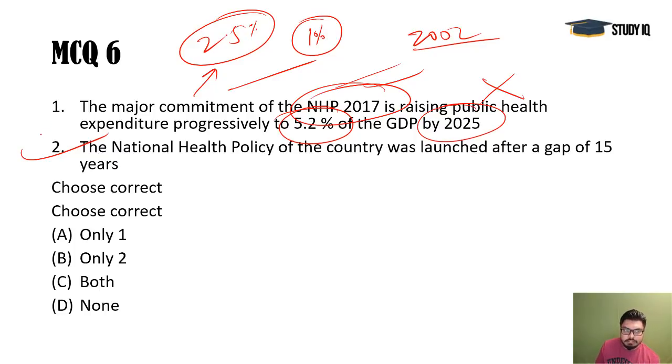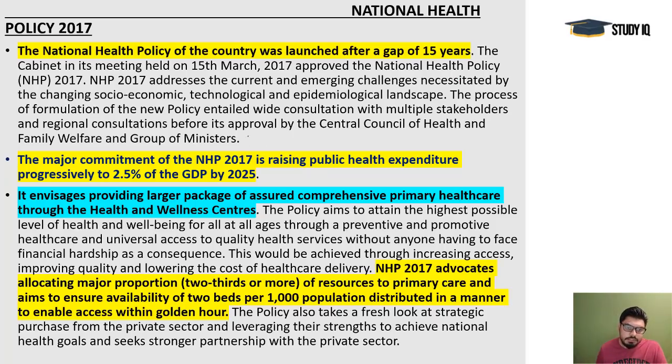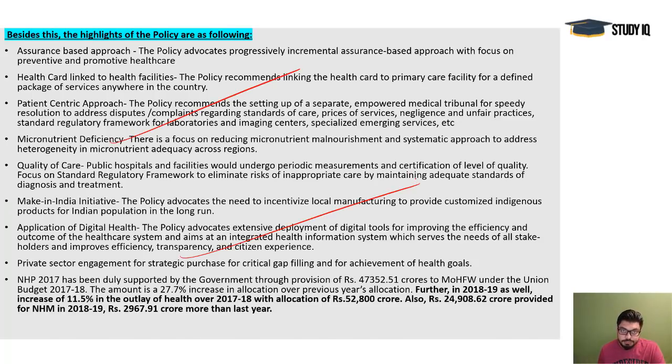And here this policy is coming after 15 years. In 17 it came. So UPSC is asking current affairs of the last 2 years, so you should be ready for that. So only 2 is the correct answer. The first is wrong. It is just 2.5, not even 5.2. And for 2025, remember that. Don't confuse it with 2022 or 30. It's 2025. And all this data is given here. 2.5% of GDP by 2025. Allocations and important features regarding the golden hour populations and all these are given here. So please go through this text carefully.